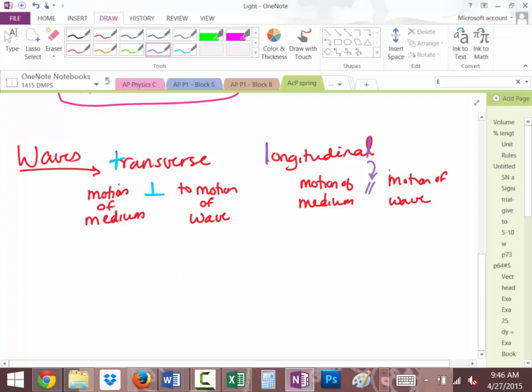What else do you know about waves? What kinds of waves are there besides those kinds of distinctions? What can a wave be made by? Or what can it be? Yeah. I know there's a wave where they add together magnitudes. Does anyone know what that's called?